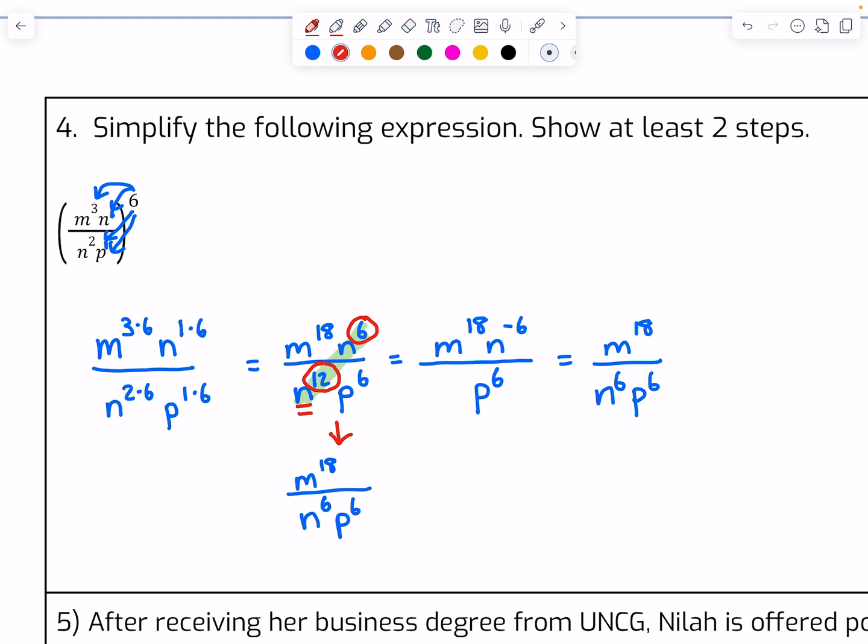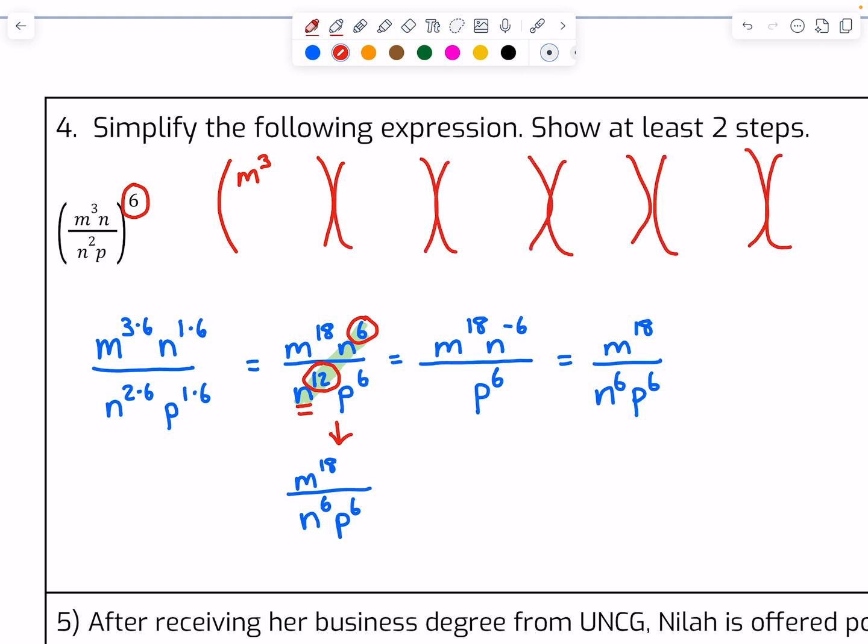The other way that you could do it is literally write it out 6 times, because that's what this power of 6 represents, is you're multiplying something by itself 6 times. So I'm going to plan ahead and put all my parentheses out here. So I would have m cubed n over n squared p 6 times.